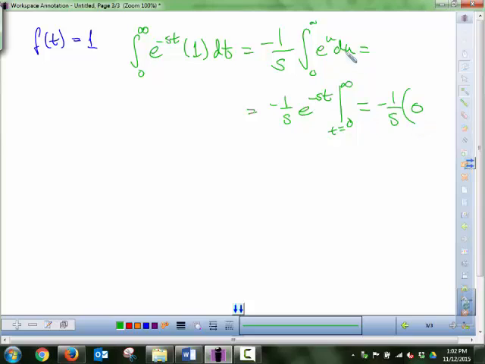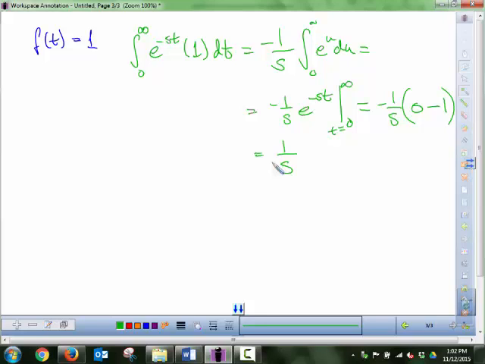And then if you put the top limit there, it's going to go to 0. If you put 0 in there, what do you get? 1. So minus 1. And then negative and negative becomes a positive. So positive 1 over s. Okay? So our constant 1 goes to 1 over s. So in the t world, you're 1. In the s world, you become 1 over s.